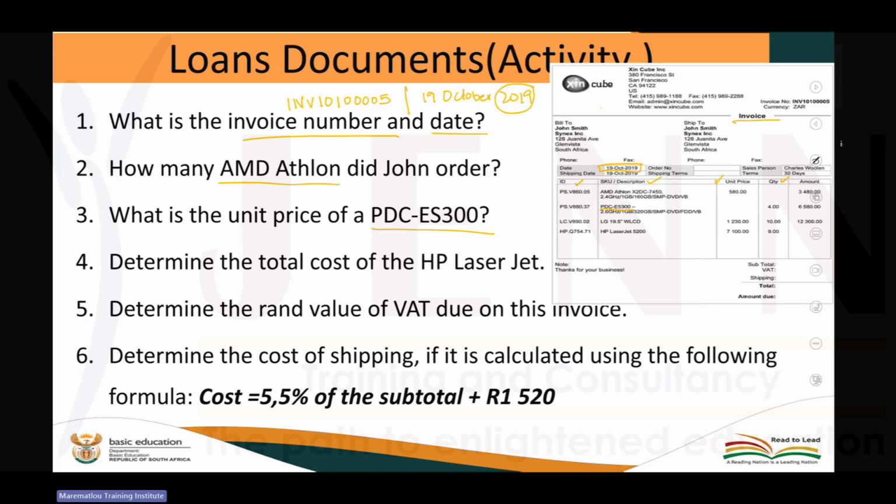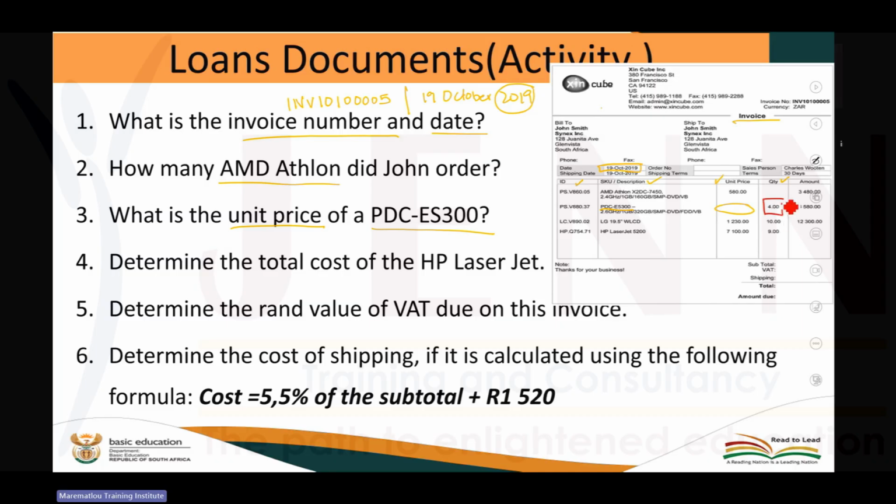What are they looking for, Mr. Chabalala? They want the unit price. What did I say about the unit price? How much does one item of that name cost? Is it given? No, it's not given, because they want you to calculate it. But how will I calculate it? You use what is already given. There is something given to you that will help you get how much PDC E5300 costs.